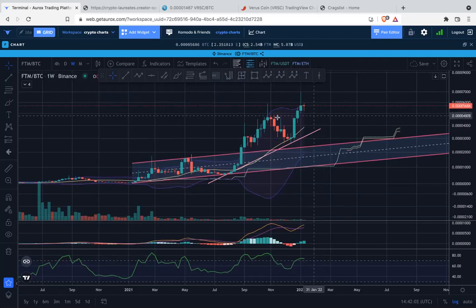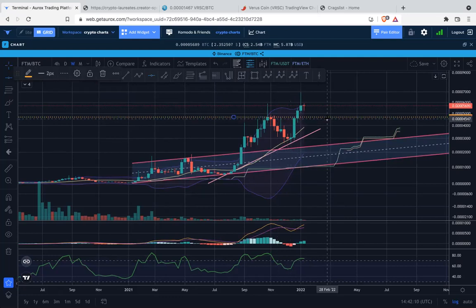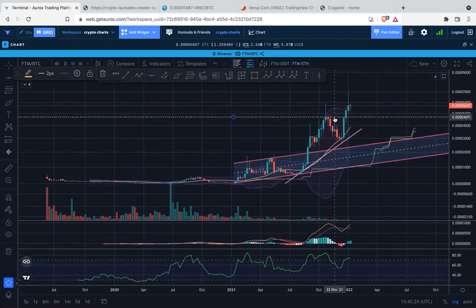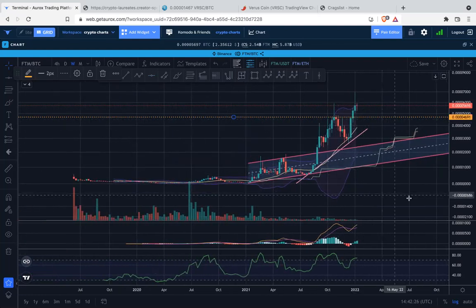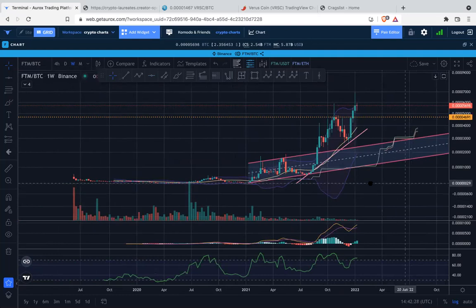We'll see. Currently, the main support zone will be at this closing price here, and we're going to call that about 4,500 Satoshis. So there you have it. If I count this out, I don't really see.